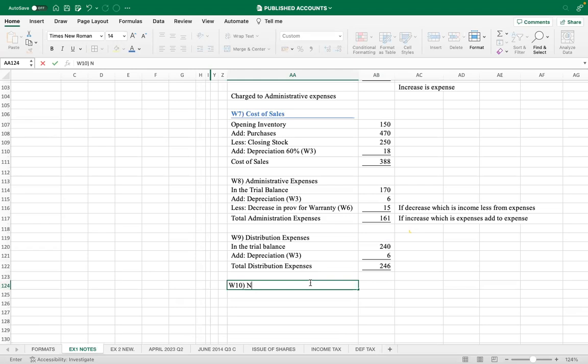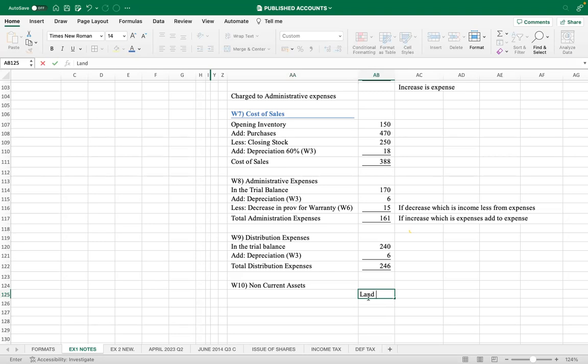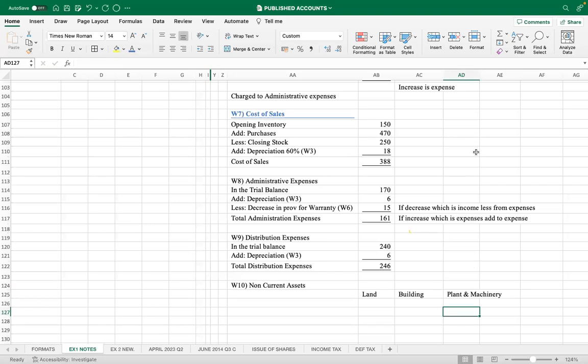Non-current assets. Non-current assets is our working 10. Now, what were the non-current assets that we had? We had land as a non-current asset. We had building, if I try to recall, and there was also plant and machinery. And then there was total.